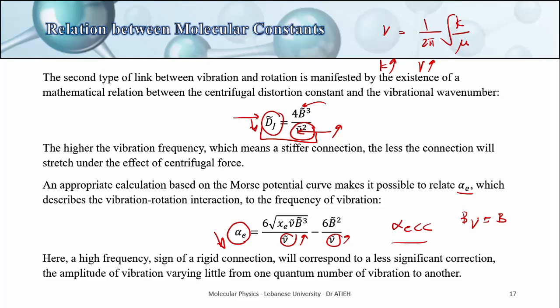So we conclude that when the bond is not stiff between two atoms, in this case the distortion constant D is approximately negligible, and the correction to B, which is alpha e, is also negligible, and we can consider that B is approximately constant in all vibrational levels. But if the bond is very stiff, then in this case there is a variation in B from one level to the other, and D is not negligible.